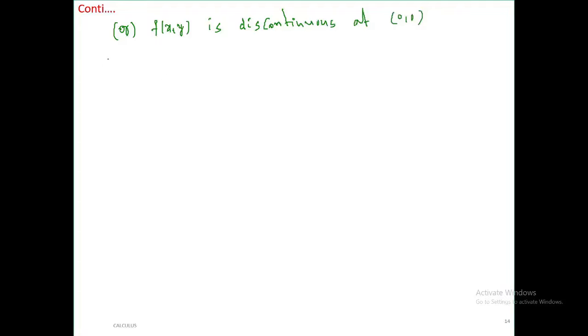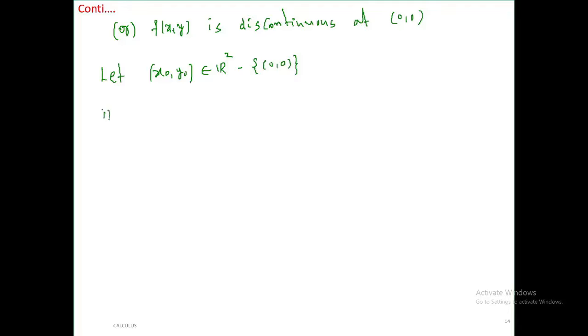So therefore, let (x naught, y naught) belong to R square minus the origin. From R square, this point I am removing. That means I am choosing a point from R square minus (0, 0), other than the origin. So therefore at this point the function should be continuous.